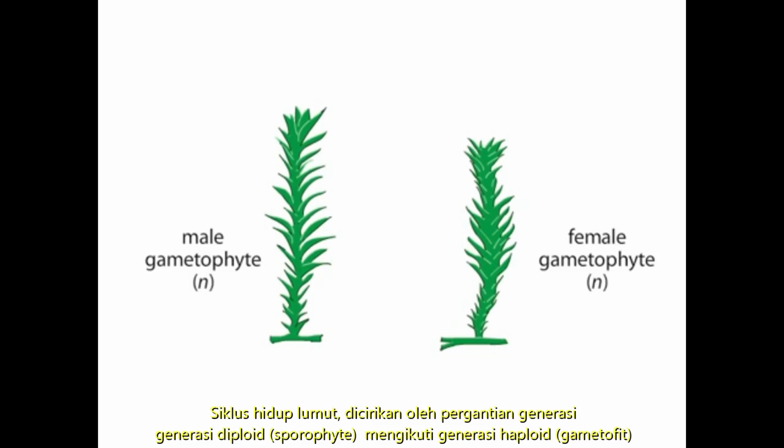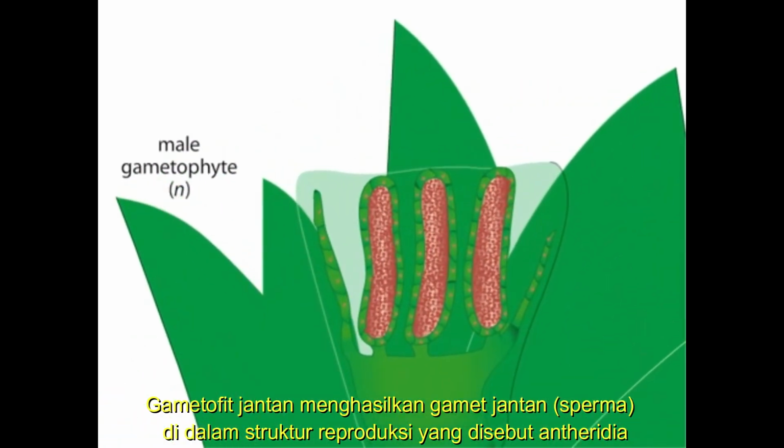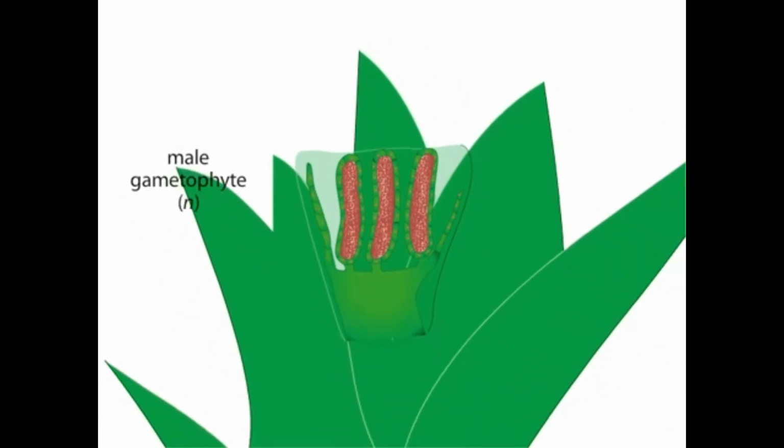Called the gametophyte. Gametophytes are either male or female. The male gametophyte produces male gametes, sperm, inside reproductive structures called antheridia. The haploid gametophyte produces these haploid sperm by mitosis.